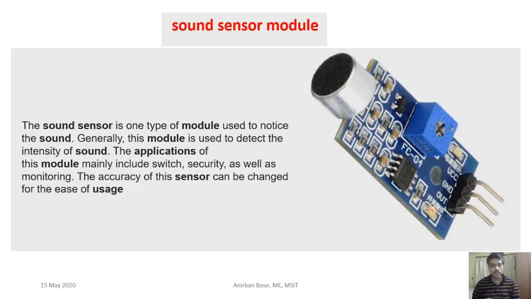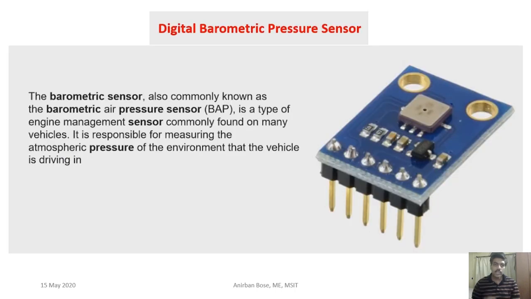Then the digital barometric pressure sensor, or the BAP sensor. BAP sensors are used in modern engines, where it is required to maintain a proper air-fuel ratio. It actually measures the barometric pressure, so it helps in mixing it properly, and this sensor is very useful.